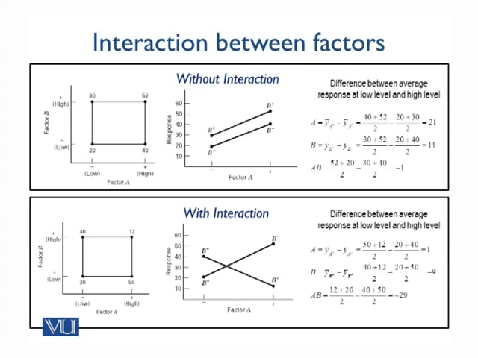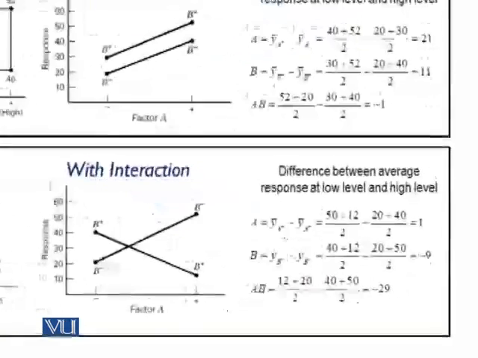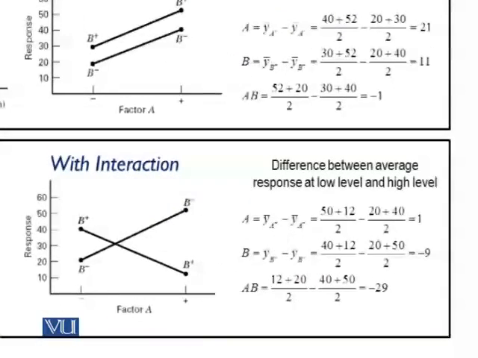So in the other case where you do have interaction, the interaction manifests itself as the crossover of lines that you can see on the bottom right graph. You see there is a crossover effect, and that is because the effect of AB now is quite significant.